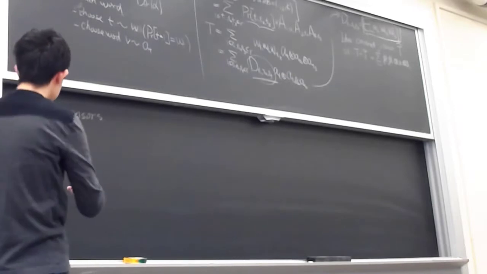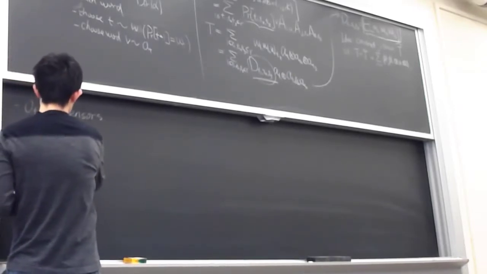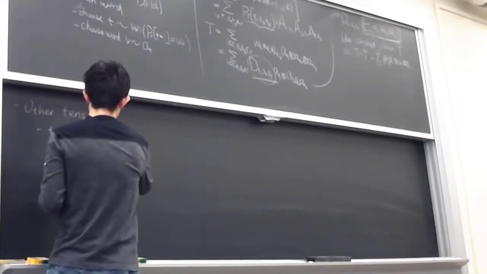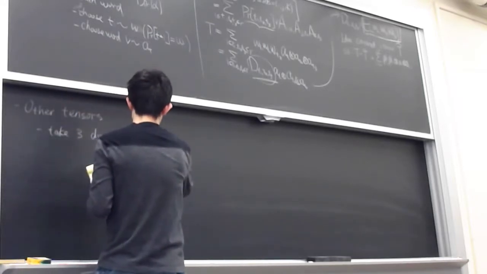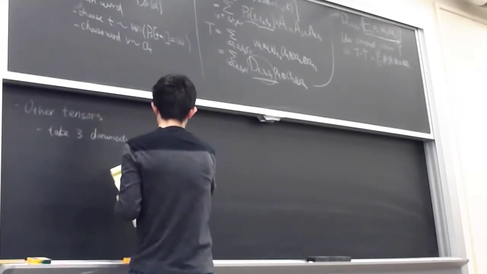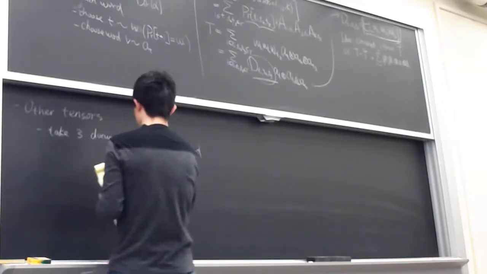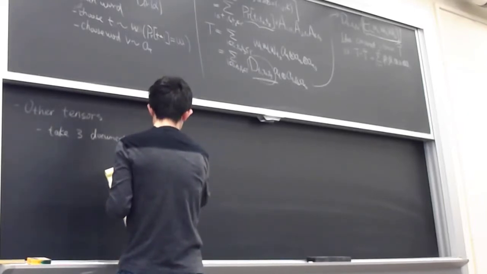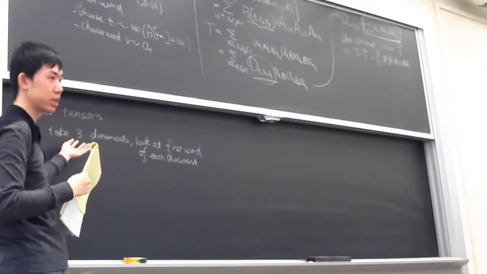But there are other ways. For example, we can take three documents and look at the first word of each document. So that also gives us a way to compute a tensor.